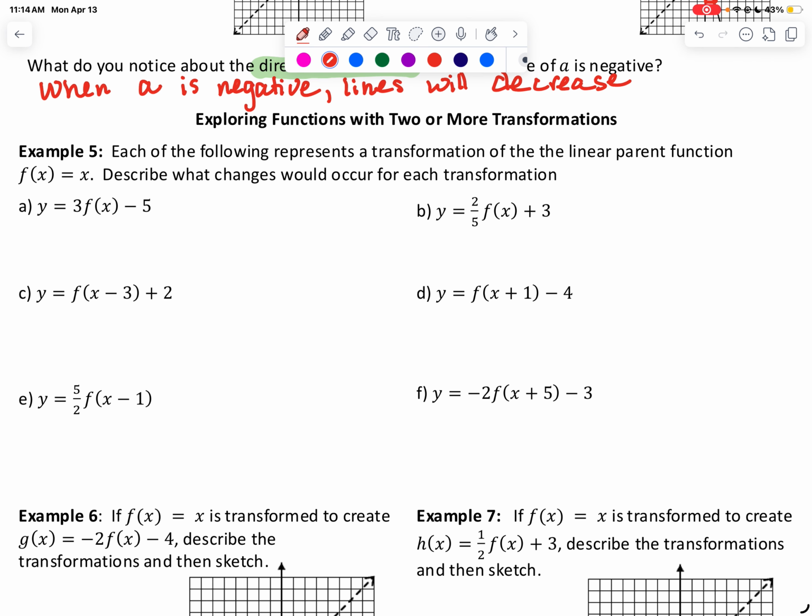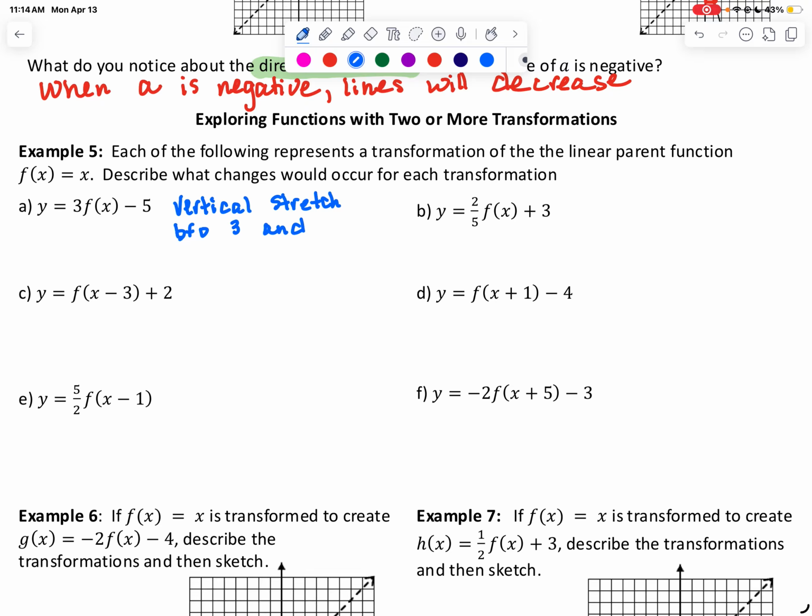Example 5 says each of the following represents a transformation of the linear parent function f of x equals x. Describe what changes would occur for each transformation. So in problem A, we have y equals 3 times f of x minus 5. So because we're multiplying f of x by 3, that is a vertical stretch by a factor of 3.